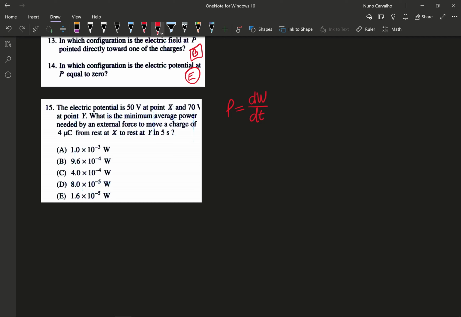And since we're talking here about an average power, we can just think about work divided by the change in time. So what is going to be the work here? We know the time is going to be 5 seconds. The work, you can know this from your formula sheet, is given by Q times V, where V is just the voltage difference. So you can calculate your work by taking 4 microcoulombs times the voltage difference of 20. Then when you divide all this by 5, we get the power directly, and the correct answer is going to be E.